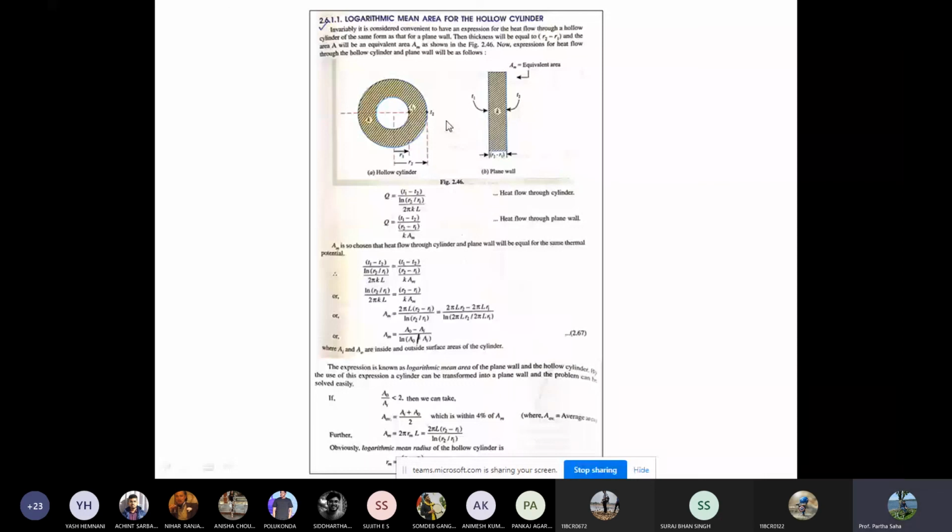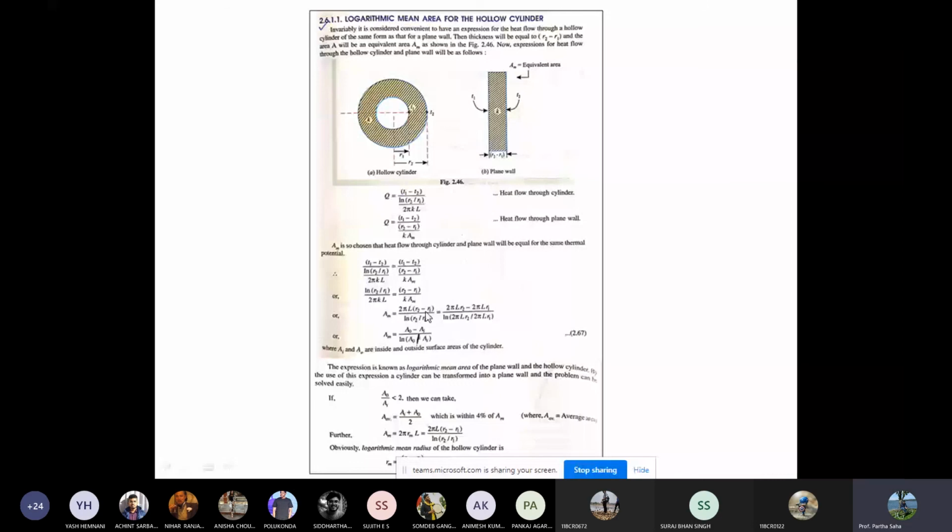So what is the expression for the hollow cylinder? We already derived Q equal to T1 minus T2 divided by ln(R2/R1) over 2 pi KL. If you substitute by considering this a plane wall, the expression should be the same. The only difference is that instead of the area 2 pi rL, we are using AM, the mean or equivalent area. So these two expressions can be equated, and then you solve for AM. All the terms get cancelled, and AM becomes 2 pi L (R2 minus R1) divided by ln(R2/R1).